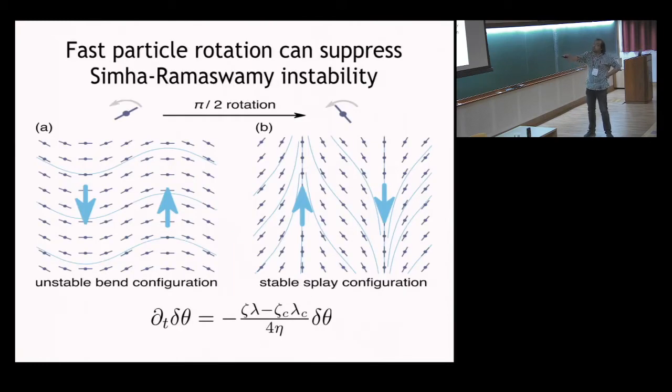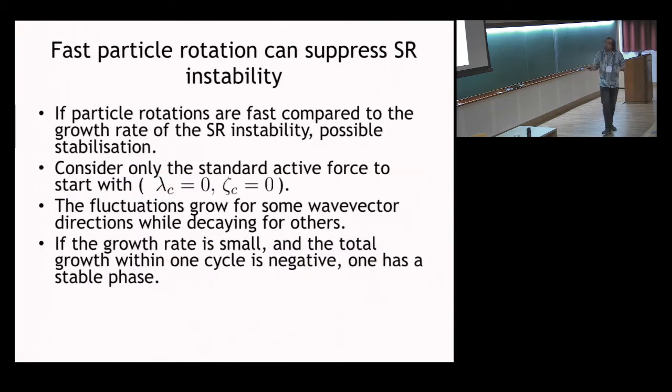So take a system that was bent like this, and it was unstable to bend. Now rotate each of these particles by 90 degrees, you get a splayed configuration. A system in which the bend is unstable, a splay will actually be stable. So this already hints that this rotation can stabilize your system, and indeed that's what happens.